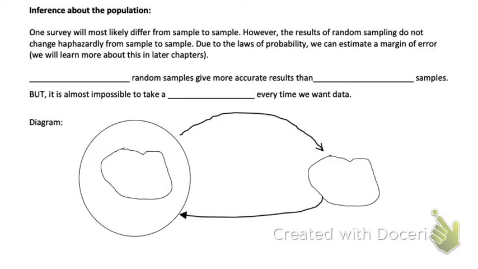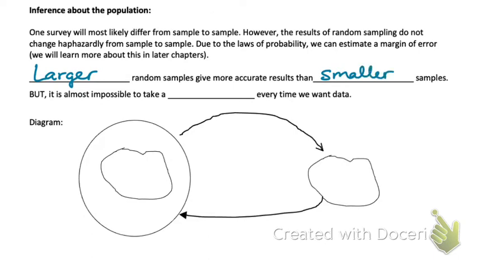So, yes, there's going to be some variance from sample to sample, but they should be pretty close to what the population thinks. So, due to the laws of probability, we can estimate a margin of error, which we'll talk about a long time from now. But usually our sample is going to be pretty close to the population if it's a good sample method, okay? Let's see. Larger random samples give more accurate results than smaller samples.